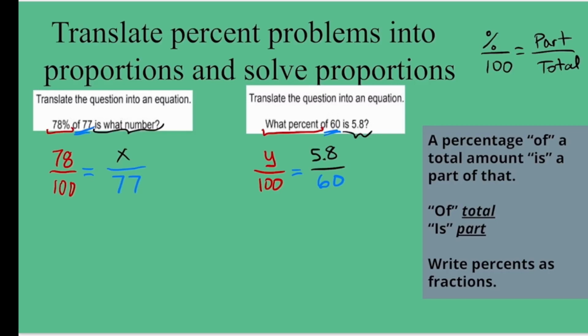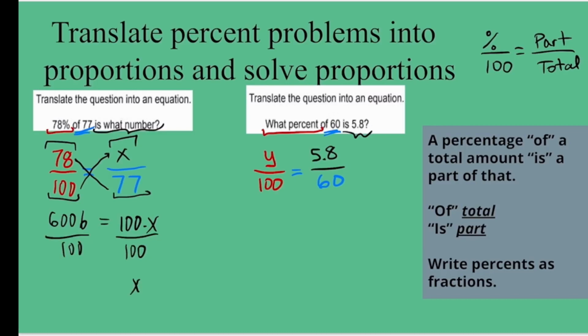So to solve proportions, we cross multiply. So we're going to take the denominator and we're going to multiply it to the opposite numerator. 100 times x is 100x. 78 times 77 gives us 6,006. We divide by 100 because that's the opposite of multiplying. And our answer is 60.06.